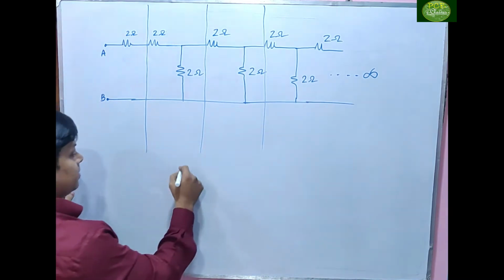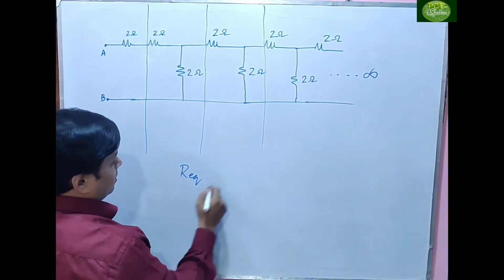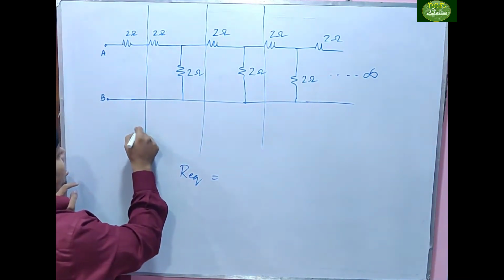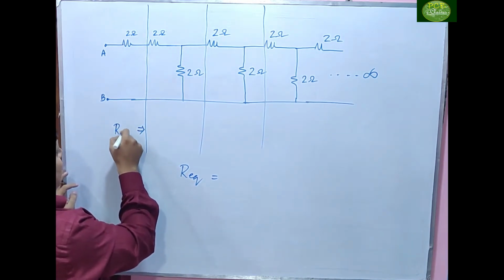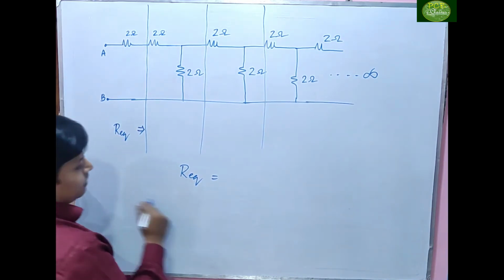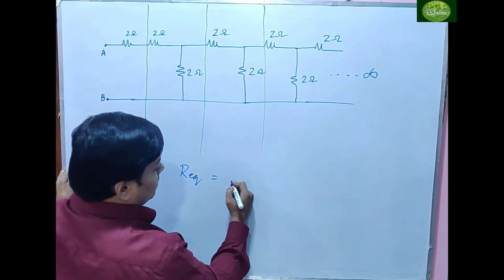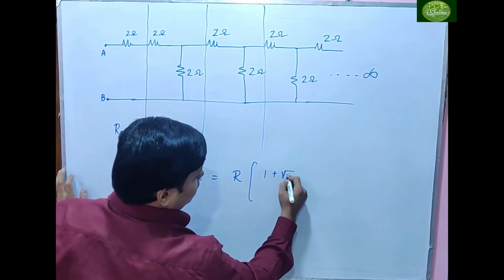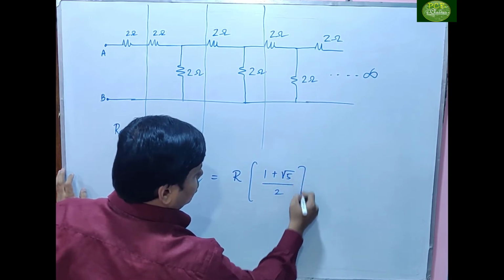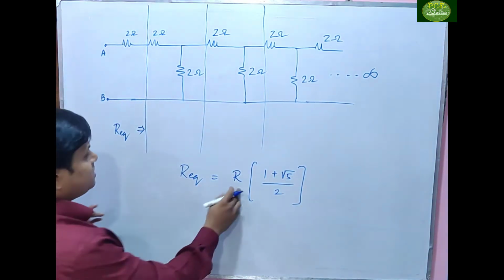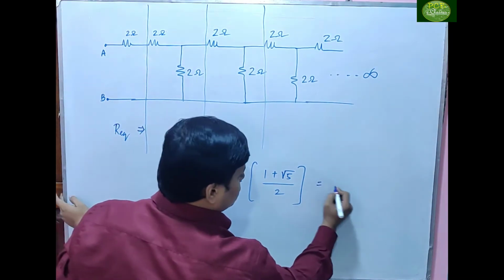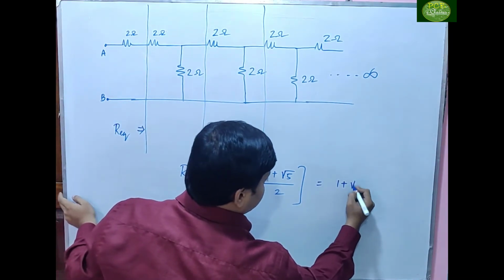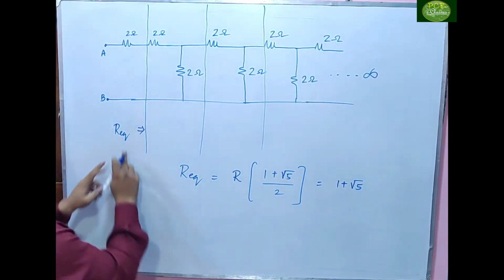What is the R equivalent? R equivalent, I am talking about this one. What will be the R equivalent here? R equivalent will be R into (1 plus root 5) divided by 2. This was the case. What is the R value here? 2 ohm. So what will be the answer? 1 plus root 5.